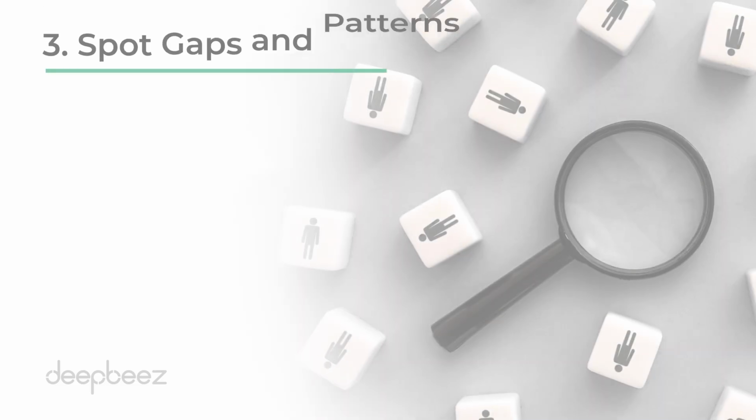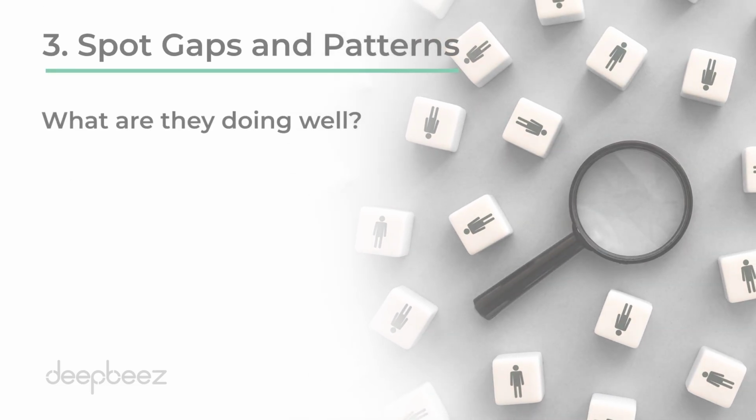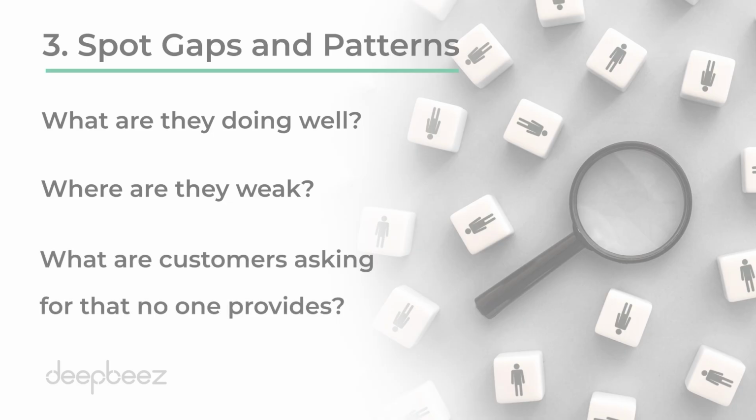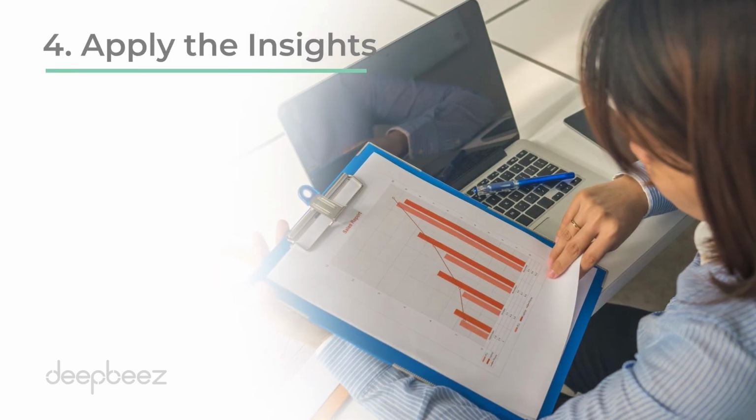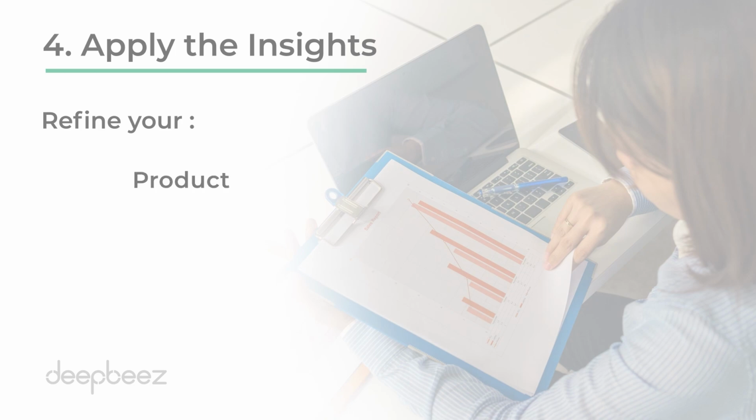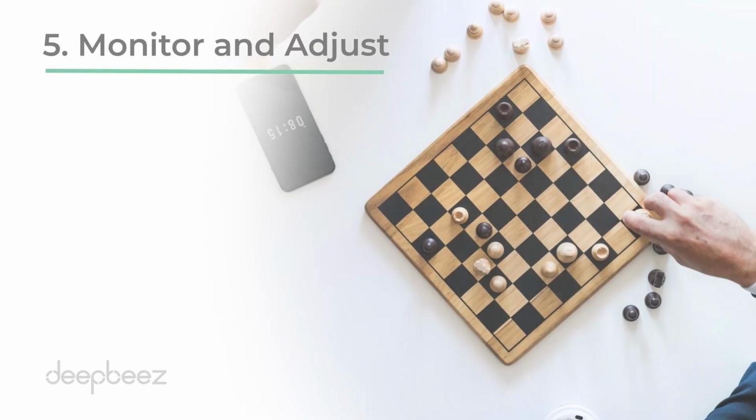Step 3. Spot gaps and patterns. What are they doing well? Where are they falling short? Where do customers feel disappointed? Step 4. Apply the insights. Use what you've learned to adjust your own product, messaging, or service, and stand out in the areas your competitors miss. Step 5. Monitor and adjust.